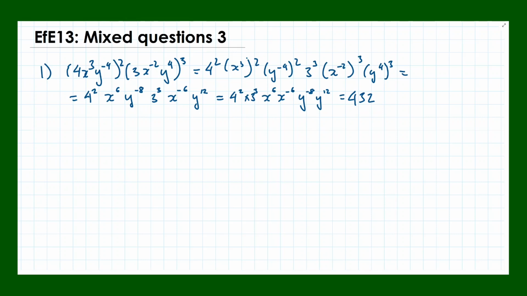Next, I'm going to have to look at the x's and y's. I'm multiplying the same bases, so I have to add the powers. 6 add negative 6, that's just going to give me x to the 0. And for the y, I have negative 8 plus 12, that's going to give me y to the 4. Last step, anything to the 0 power is always 1. So my final answer is 432 y to the 4. That is a lot simpler than this jumble of brackets.